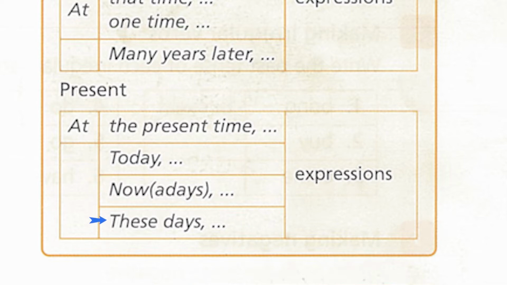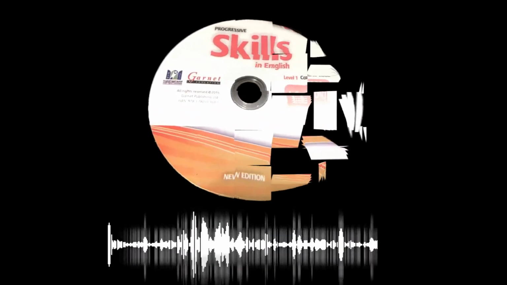Now let's listen to the first audio track for this episode, and from here we're going to be listening and noting the sentences from other lectures, and we will see which sentence is about the past or the present. Track 2.4.